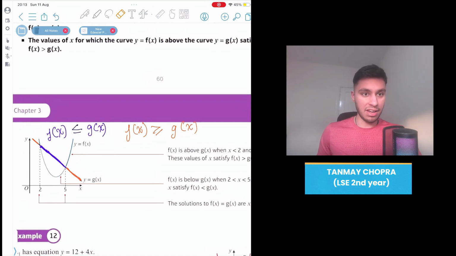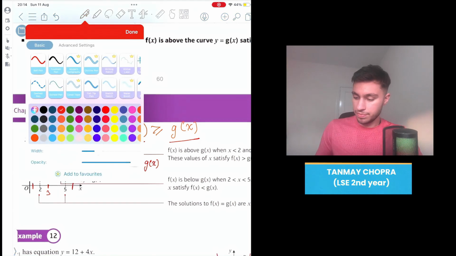Now, I've marked the area in blue or purple, whatever you're going to call it, where f of x is smaller than or equal to g of x, and in orange is the area where f of x is greater than or equal to g of x. So, for example, if I were to take the value x equals 3, 3 is somewhere here, right? So it lands in the blue area. So that means at x equals 3, f of x is smaller than g of x. Okay, simple enough. But if x is after 5 or before 2, then f of x is greater than g of x, as you can probably tell.